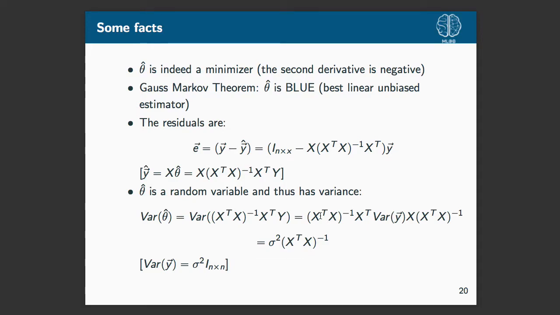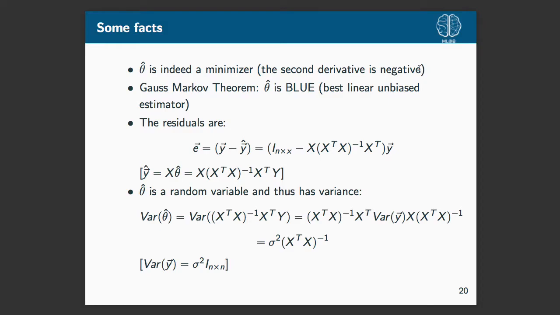So some facts. Like I said, theta hat is indeed a minimizer. That should say positive; the second derivative is positive, that's a typo. In our case it'll be a matrix, the matrix of second derivatives is the Hessian, which will be positive definite, indicating that theta hat is a minimizer. Because of this long history of 200 years of linear regression, a lot of mathematicians have worked on rigorous theory regarding this.